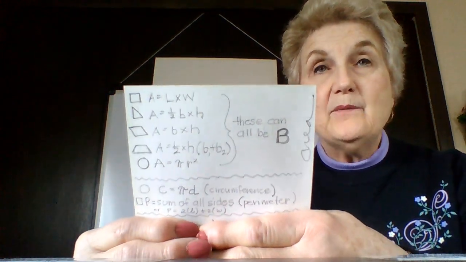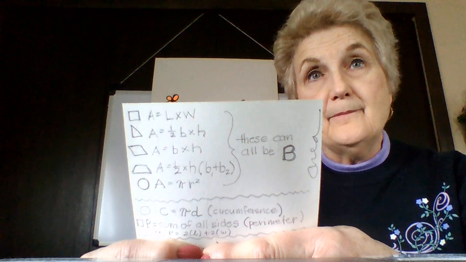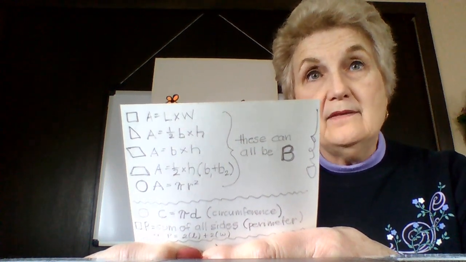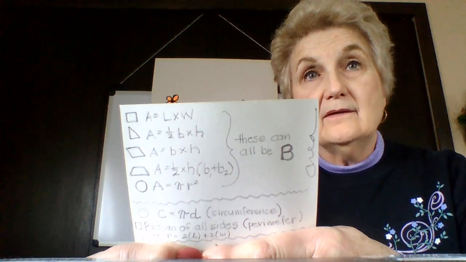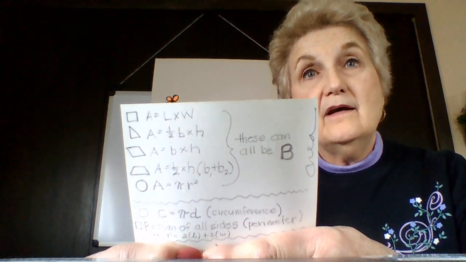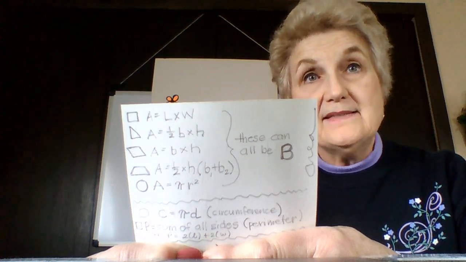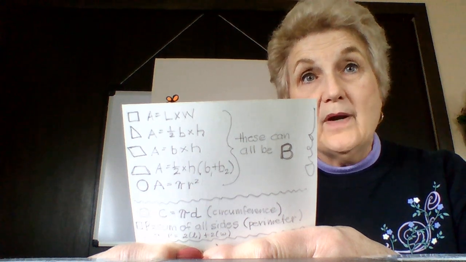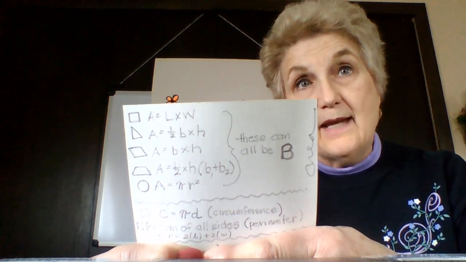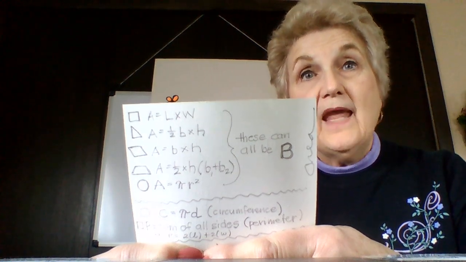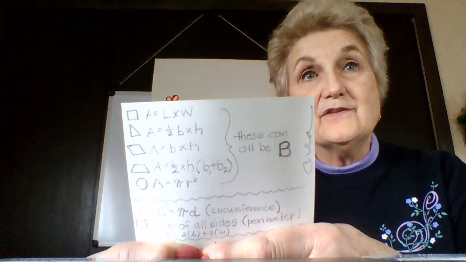Okay, this is what I would put on the first part of my card. You'll notice the area of a square is length times width. The area of a triangle is half of the base times the height. The area of a parallelogram is base times the height. The area of a trapezoid is 1/2 of the height times base 1 and base 2. And the area of a circle is pi r squared.